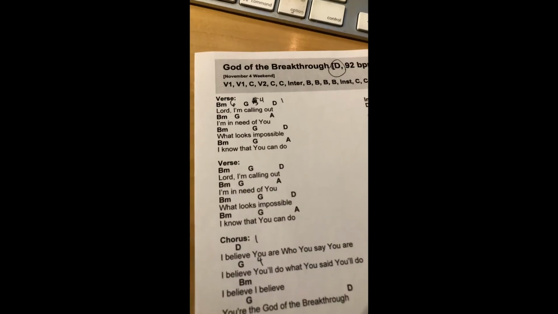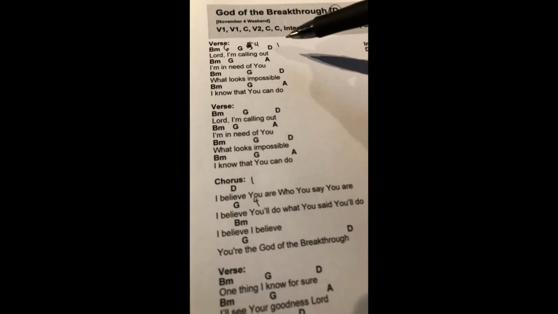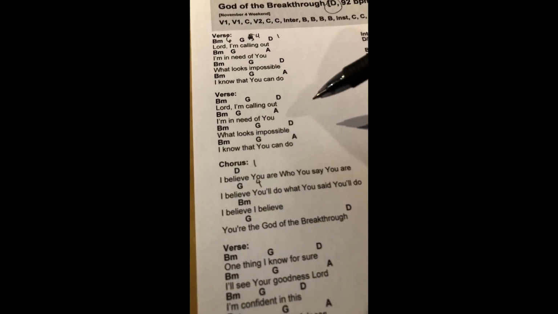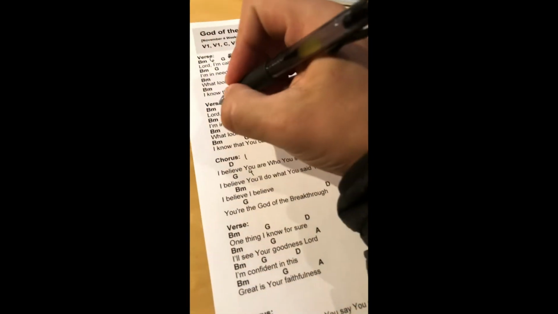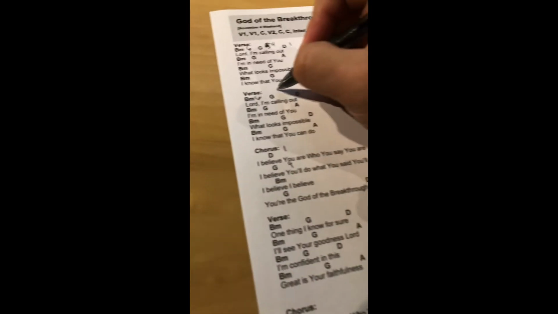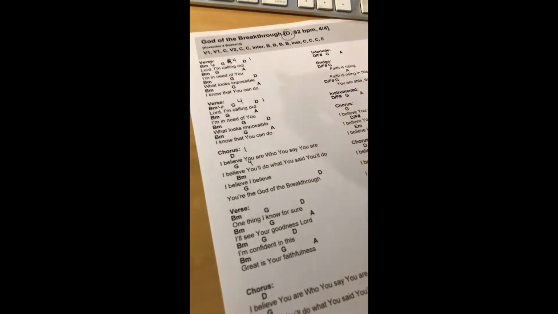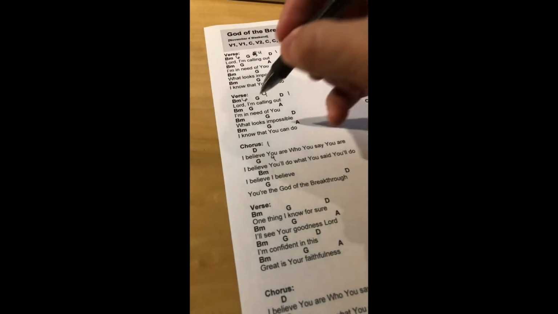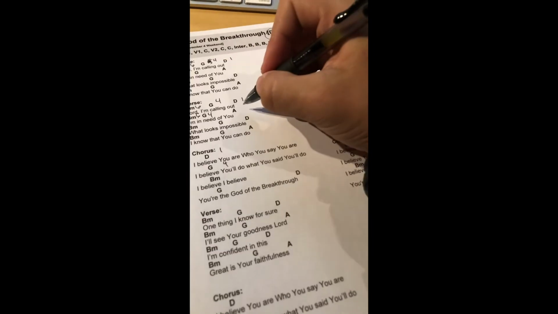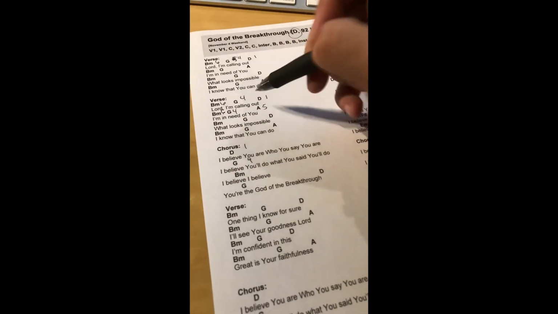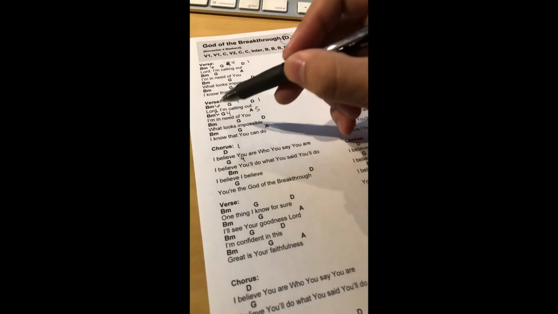So you go up to your chart and say, okay, let's go to the second time we do the verse. If you look for a B and see a B minor, that is the 6. Then you find a G, and G is the 4. The D is the 1, because that is the key of the song, the root note. Then 6, 4, and now the A is the 5. So I know that that verse, because it repeats, is 6, 4, 1, 6, 4, 5.